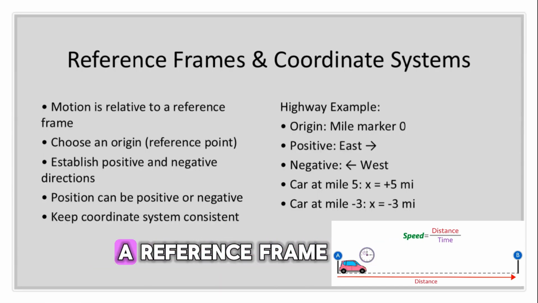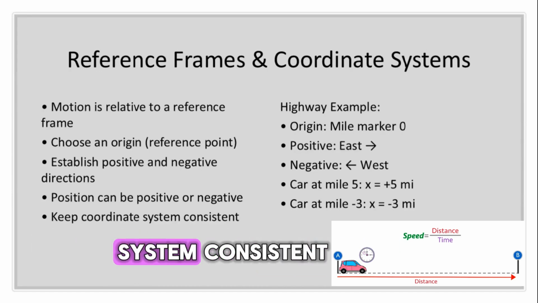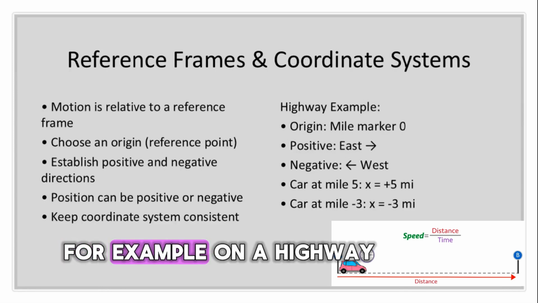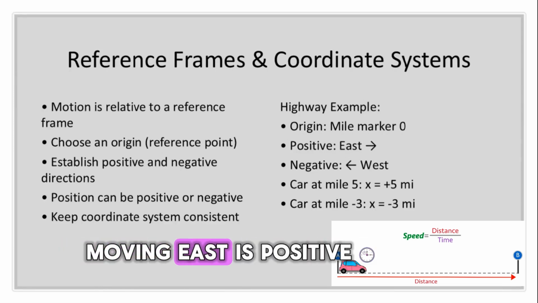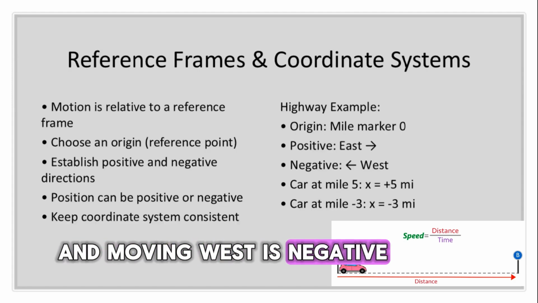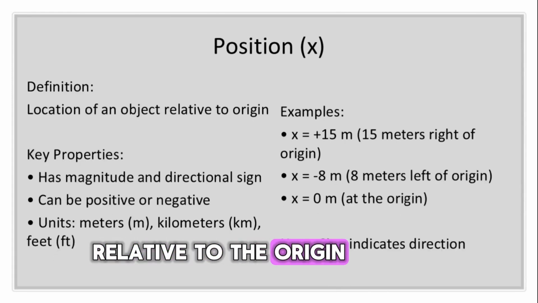Motion is relative to a reference frame. Choose an origin, establish positive and negative directions, and keep the coordinate system consistent. For example, on a highway, a car at mile marker 0 is at the origin, moving east is positive, and moving west is negative.